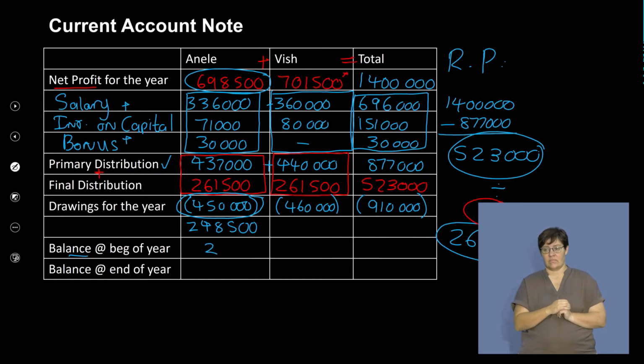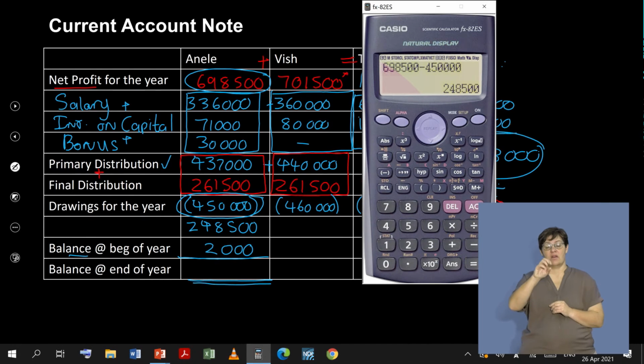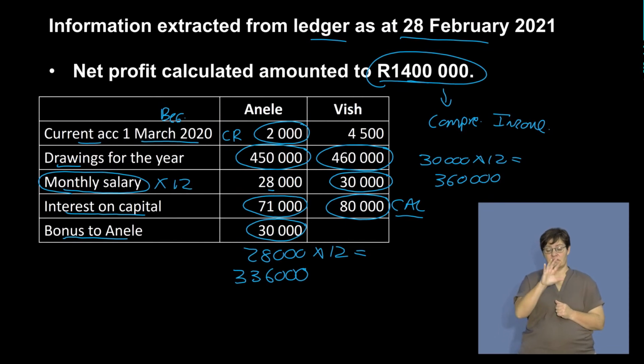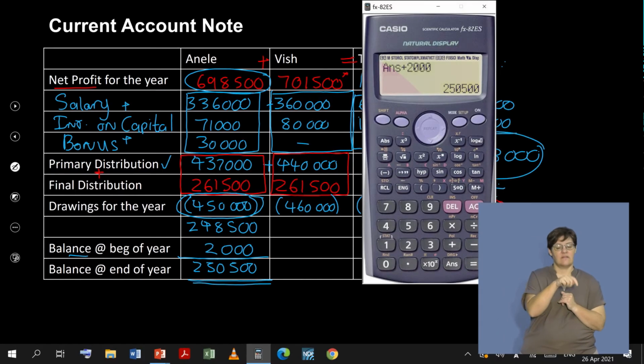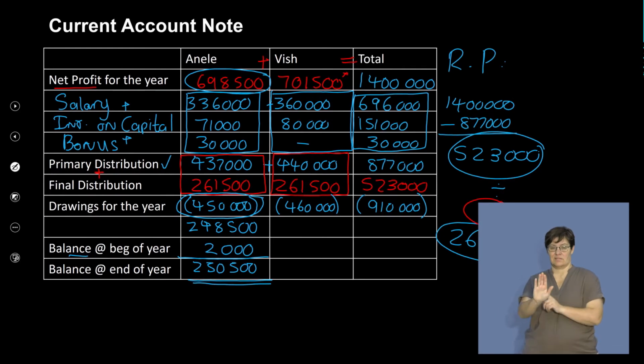So an amount of 2,000, and her balance at the end of the year, right, she's got a favorable balance of 248,500 plus the opening balance of 2,000, and that gives us an amount of 250,500. Right, so let's fill that in, 250,500. I just want to double check that I haven't made an error. 250,500, correct. Right, let's do the exact same now for partner Vish.